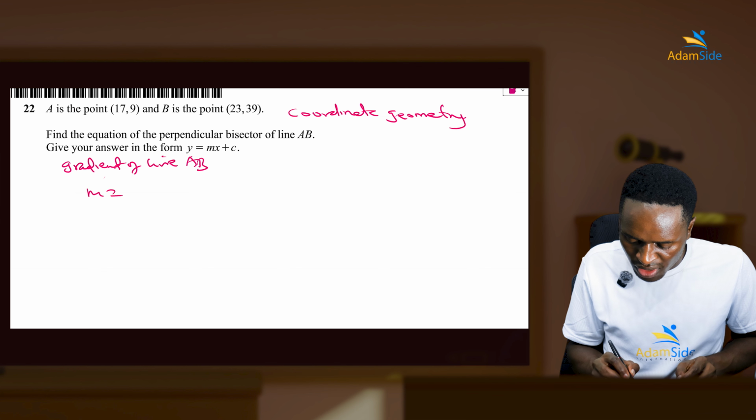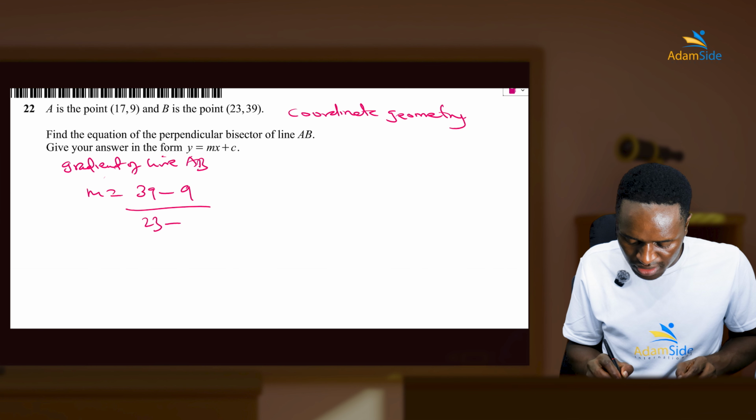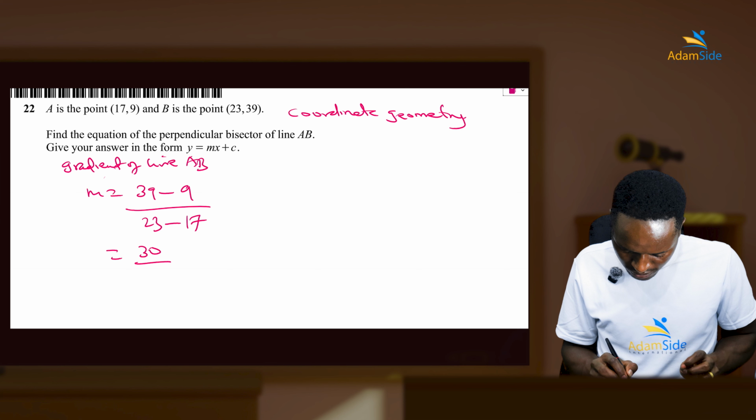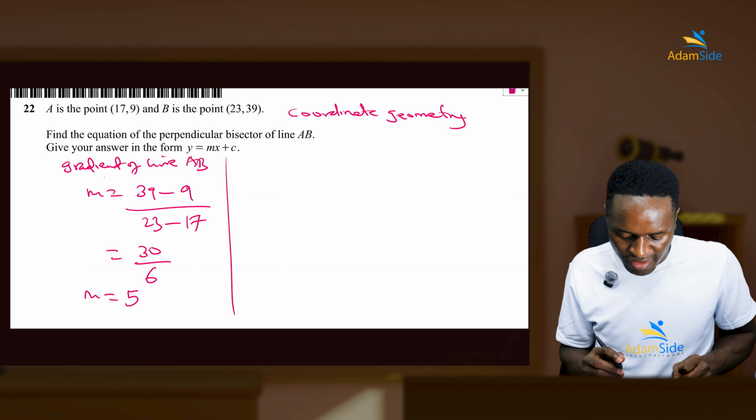So m, change of y. 39 minus 9 divided by 23 minus 17. 39 minus 9 is 30. 23 minus 17 is 6. Therefore, m is 5. So we have the gradient as 5.